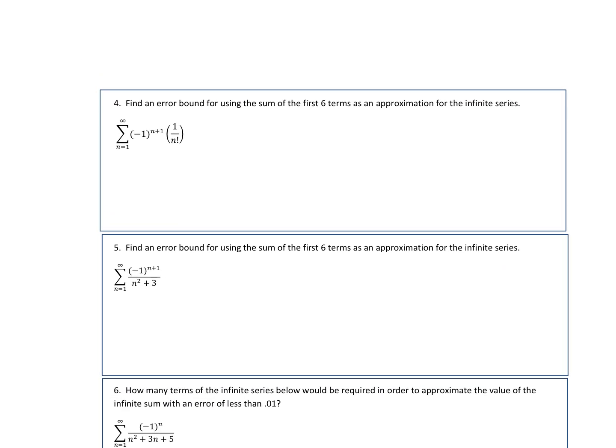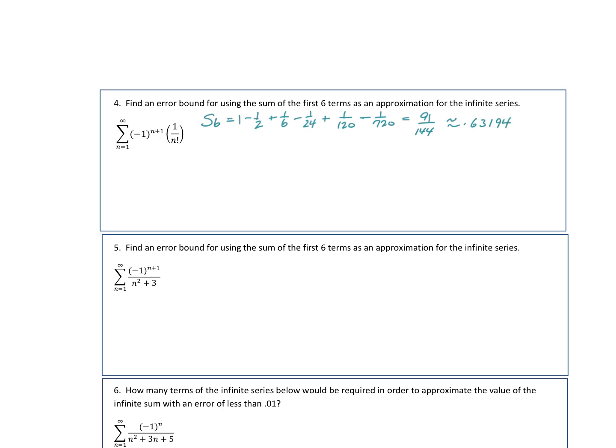Find an error bound, 6 terms. So this one is asking me for the upper and the lower bound. So we're going to use the partial sum. So we get S sub 6. I'm going to plug in. We get 1 minus 1/2 plus 1/6 minus 1 over 24 plus 1 over 120 minus 1 over 720. So the partial sum here is 91 over 144, which I did all with a decimal. So it was about 0.63194. So that's my approximation.